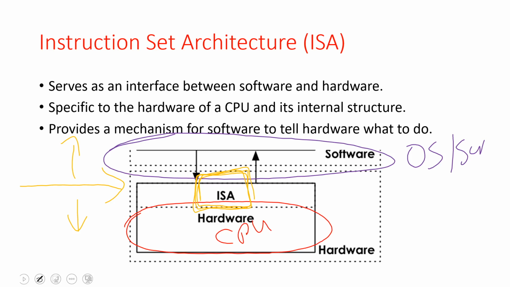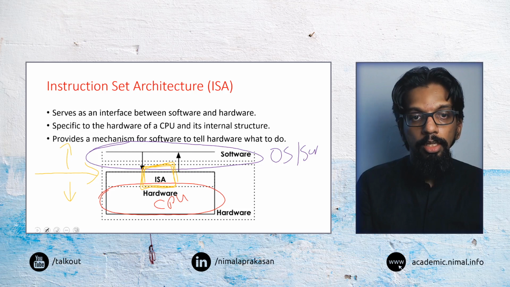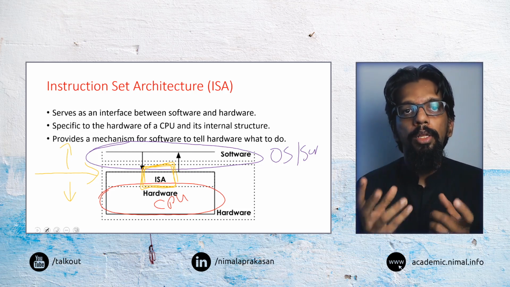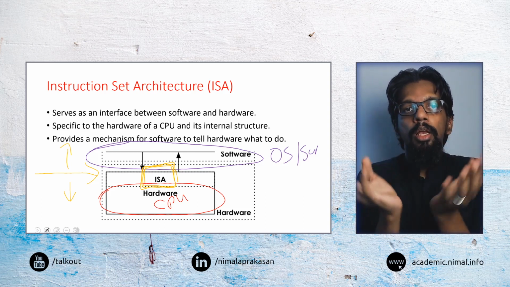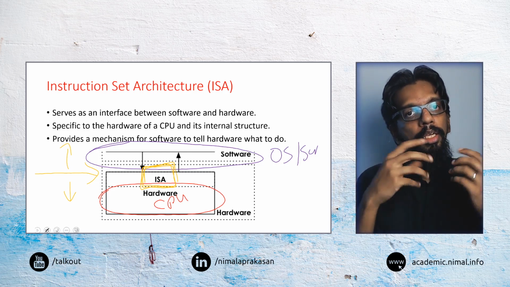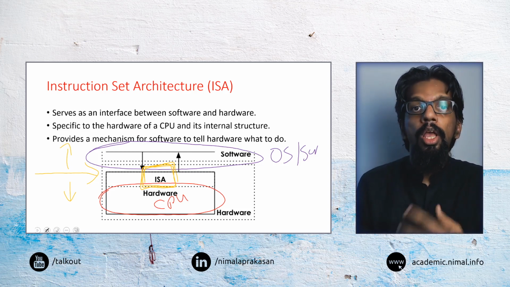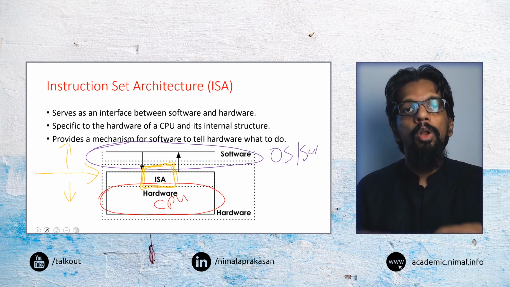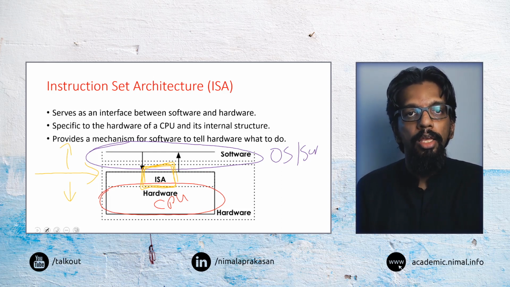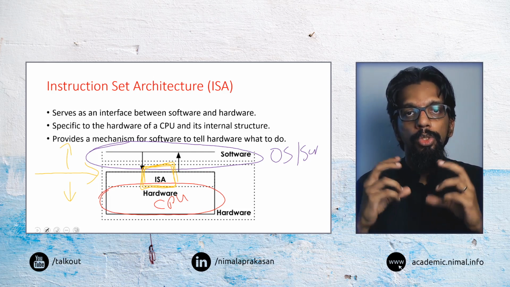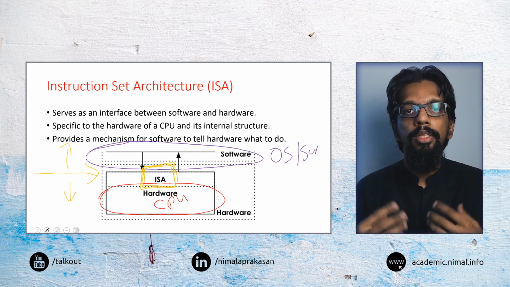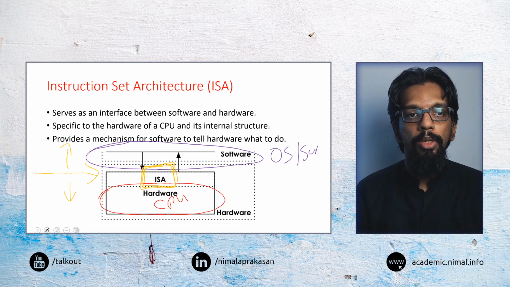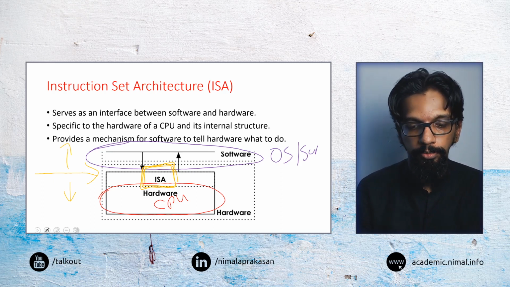So this instruction set architecture will be specific to that particular CPU and its internal architecture, because instruction set architecture is a collection of instructions, and those instructions will depend on what is there at the hardware layer in the CPU. So each instruction set architecture will depend on what is implemented in that particular hardware layer.